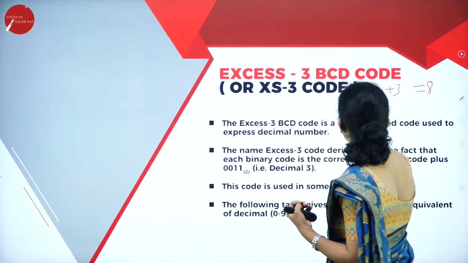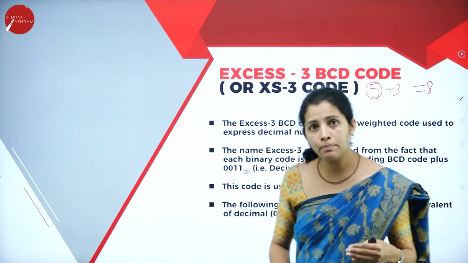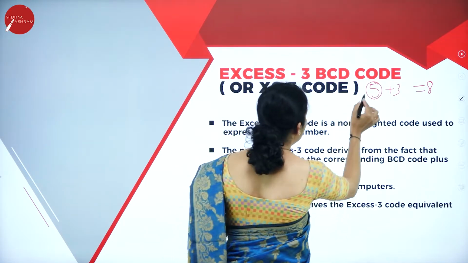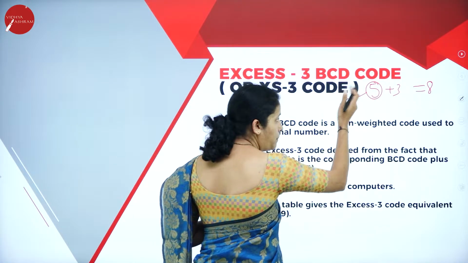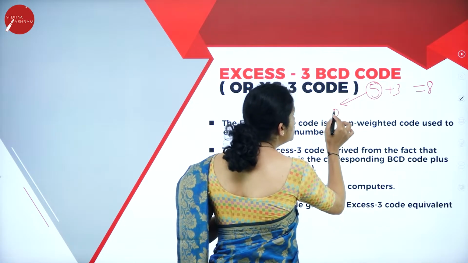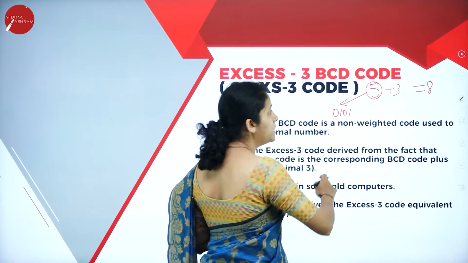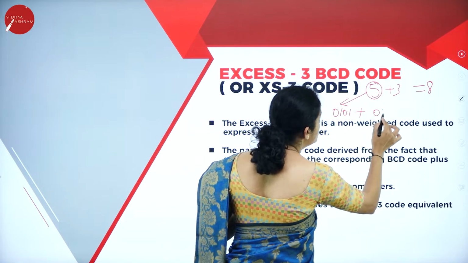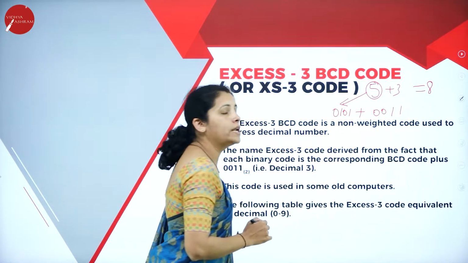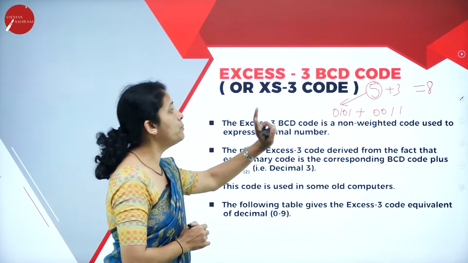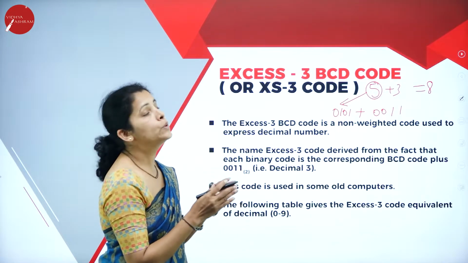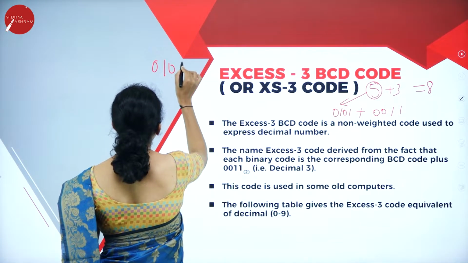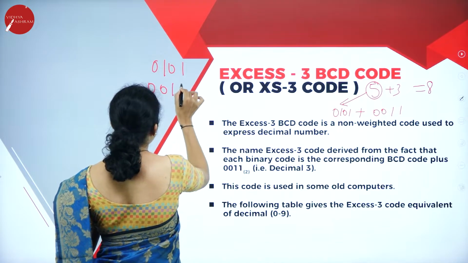To represent this, I'm going to use the Xs3 binary coded decimal code. First I want to write the binary representation of the given decimal digit. So first I write the binary number here, that is 0, 1, 0, 1, which is 5. Then what about 3? How can I represent 3 here? That is 0, 0, 1, 1. Now I want to add 5 plus 3, and I want to get 8. So here I'll write 0, 1, 0, 1 and 0, 0, 1, 1.